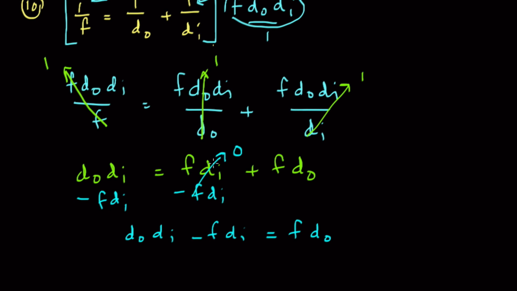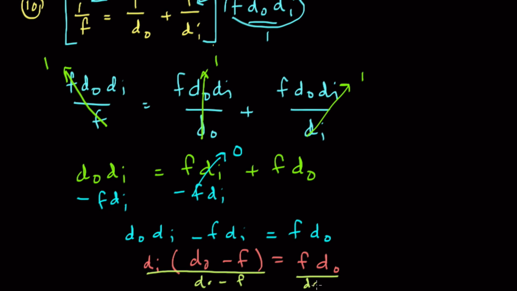It's ugly, I know. Now what I'm going to do is factor out. I want to solve for di, so I have to factor this out. I'm trying to get this by itself on one side of the equal sign, so I've got to factor it out. So if I factor out a di, I end up with di times do minus f equals f times do. And now all I have to do is divide out that expression in parentheses, that do minus f. do minus f divided by do minus f is 1. So I end up with di times 1, and I don't have to write that 1, equals f times do over do minus f. So again, not pretty, but it is the answer.